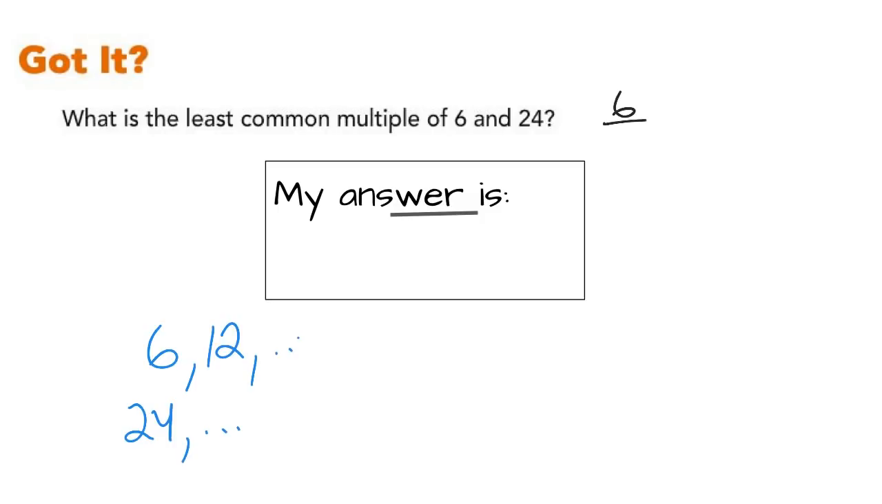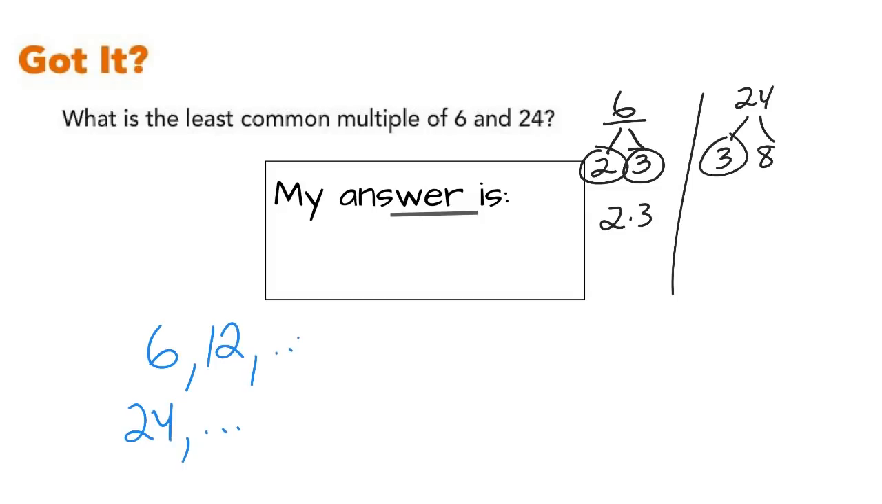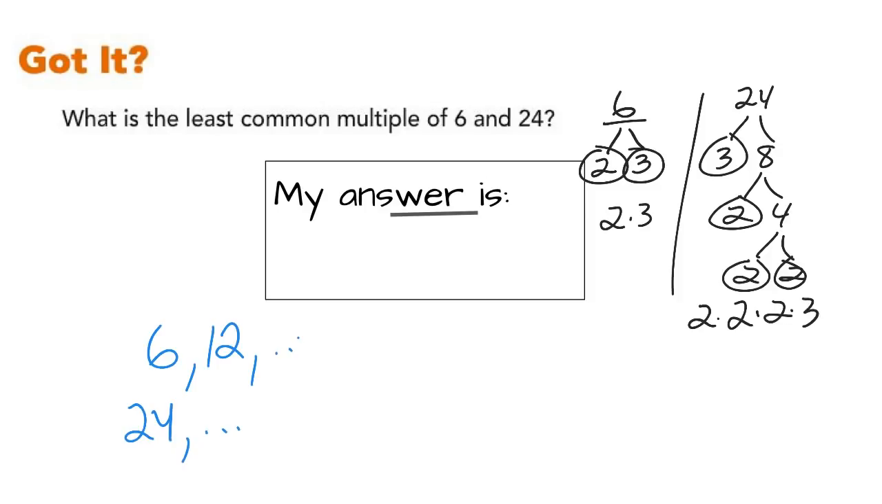I'm going to do the prime factorization of 6. That's pretty quick. It's 2 times 3. The prime factorization for 24, let's see, that's 3 times 8. 3 is prime. 8 is 2 times 4. 2 is prime. And 4 is 2 times 2. 2 is prime. So the prime factorization here is 2 times 2 times 2 times 3. Okay, now here's the big first thing.